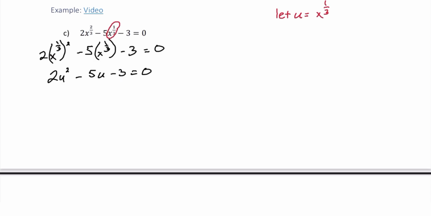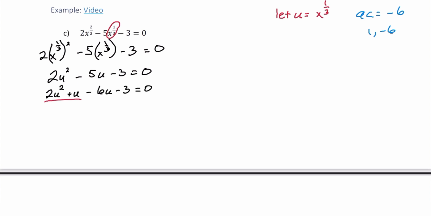We need to use the AC method. A times c is -6. Two numbers that multiply to -6 and add to -5 are 1 and -6. So we rewrite the quadratic as a 4-term polynomial. 2u squared plus u minus 6u minus 3 equals 0.